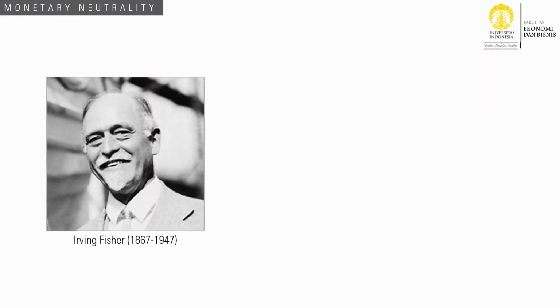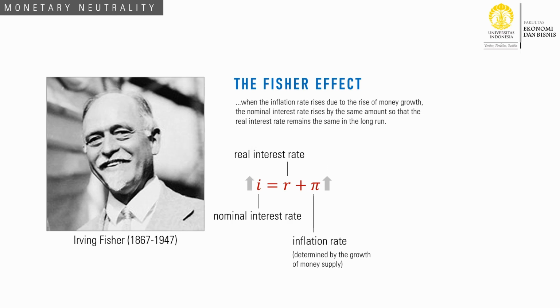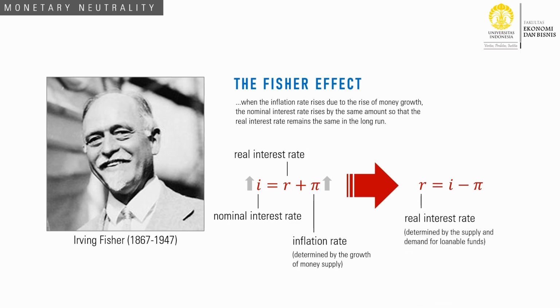One application of the principle of monetary neutrality is the Fisher effect. Look at this equation. According to Fisher, when the inflation rate rises due to the rise of money growth, the nominal interest rate rises by the same amount so that the real interest rate remains the same in the long run. Moreover, this equation also shows that the real interest rate corrects the nominal interest rate for the effect of inflation. But in the long run, the real interest rate, the real variable, is not affected by the nominal interest rate, or the interest rate offered by banks, nor by the inflation rate, which are both nominal variables.